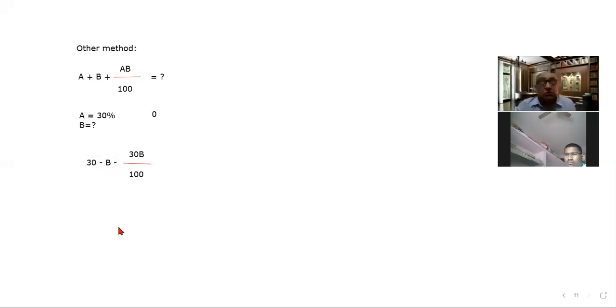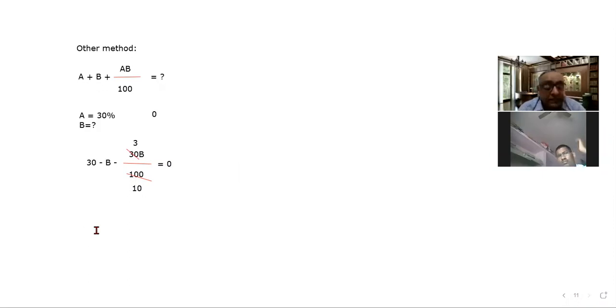So now what is this? 30 and 100. By solving this further, it will become 3 upon 10. So that is equal to 0. It is given that there is no change, so expenditure remains constant.